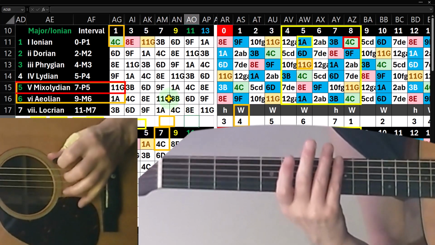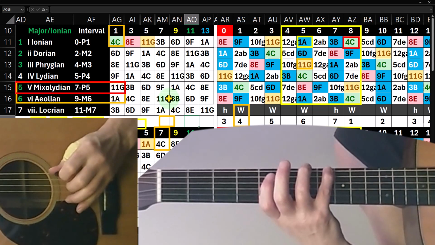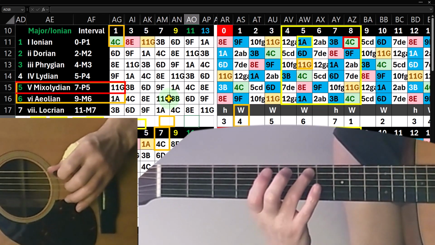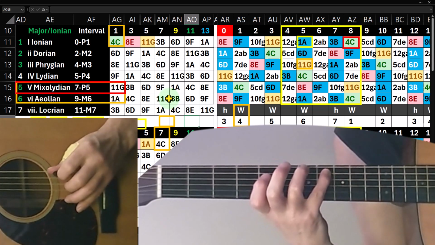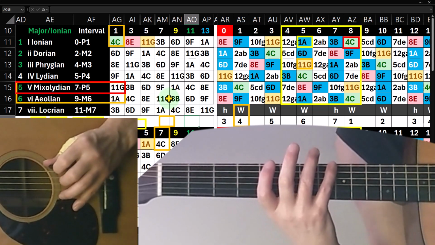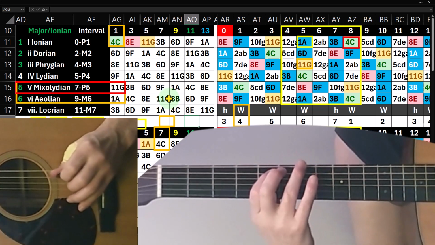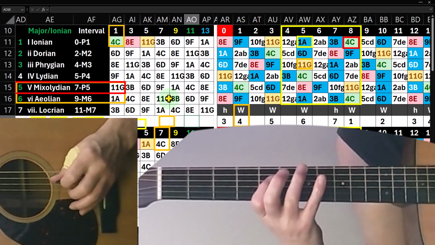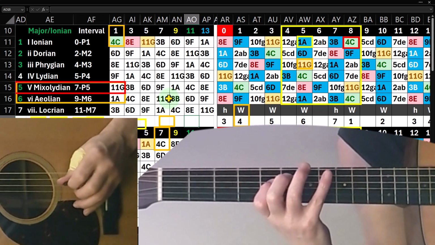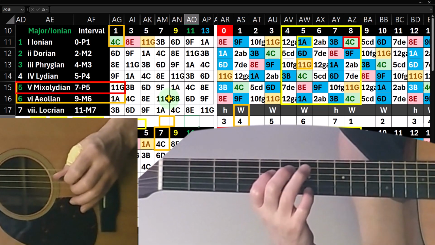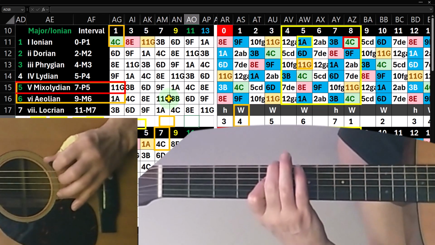So this is from the 1 to the 2 is a whole step, from 2 to 3 is a whole step, from 3 to 4 is a whole step, from 4 to 5 is, wait a sec, I got that wrong. From 1 to 2 is a whole step, from 2 to 3 is a whole step, from 3 to 4 is a half step, from 4 to 5 is a whole step, from 5 to 6 would be a whole step right there, but instead of going there, I'm going to jump back up to the top.